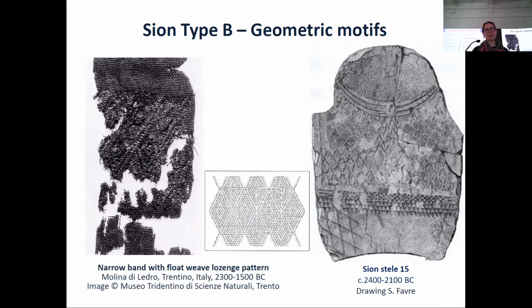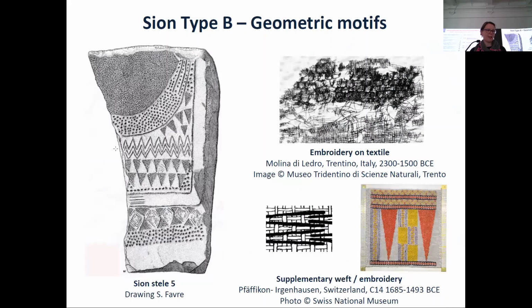Another way of maybe creating patterns that we see on the statue menhirs are from techniques such as embroidery or supplementary wefts, with examples coming from the same site of Molina de Ledro and the later site of Erkenhausen in Switzerland.